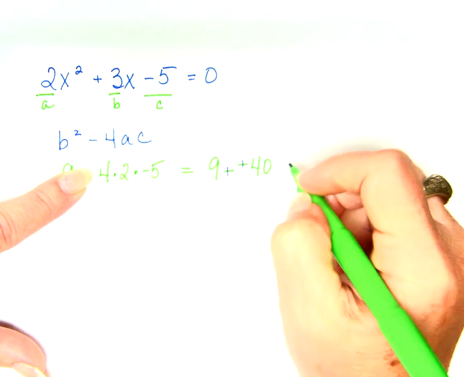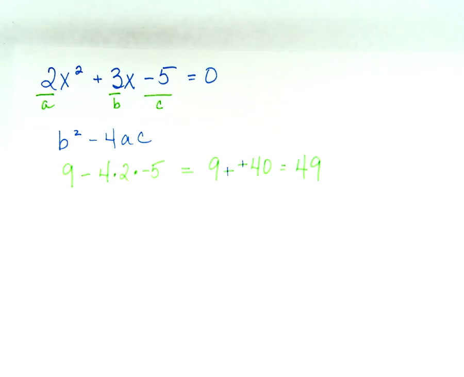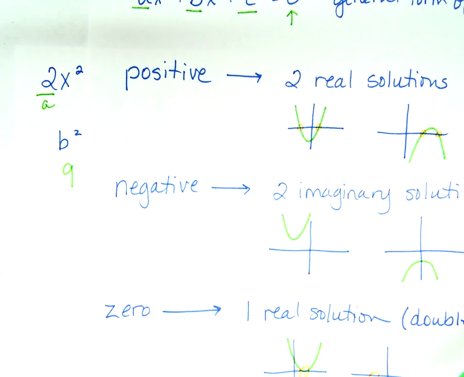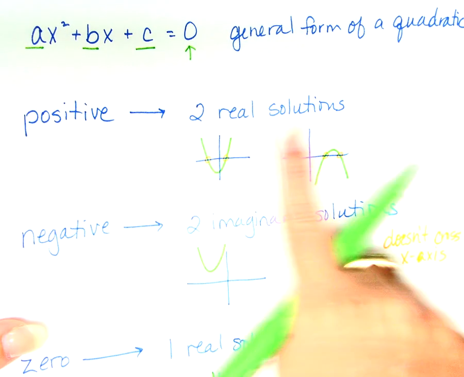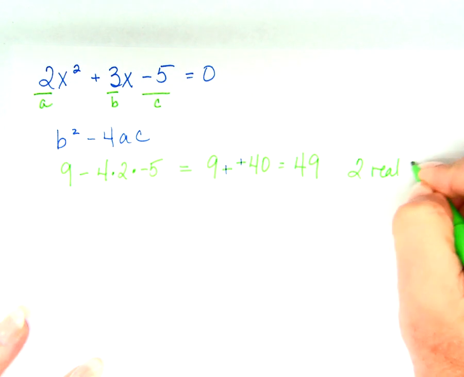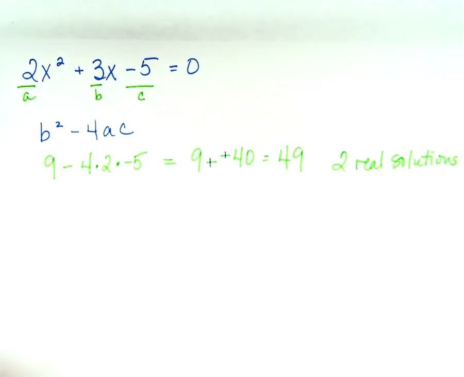So for this particular problem, what is my discriminant? 49. So what do I know about the number 49? Which one of these is it? Is it positive, negative, or 0? It is positive, and if it's positive, how many solutions do I have? 2 real solutions. Keep in mind that it's not good enough for me to say 2 solutions, because I have 2 possibilities, 2 real or 2 imaginary, so I have to be specific, right? Any questions?